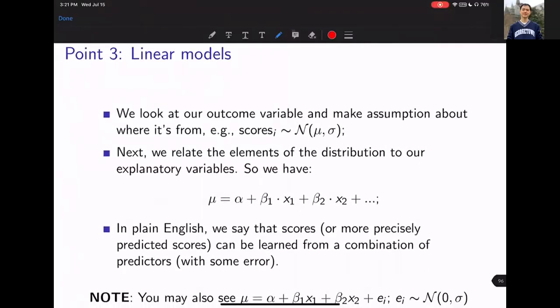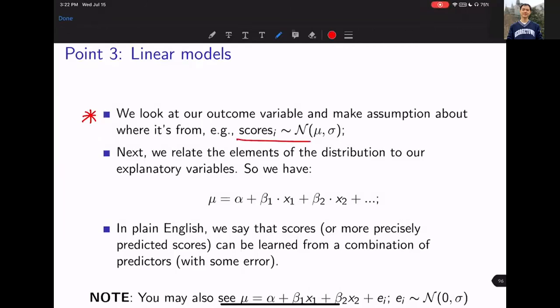To build a linear model, or statistical modeling of any kind, a multiple regression model or multi-level model, things like that, it all starts off from this simple assumption. And the first one, we have talked about this time and again. We look at our outcome variable, and we've got to make some assumption. We say, where is this outcome variable from?